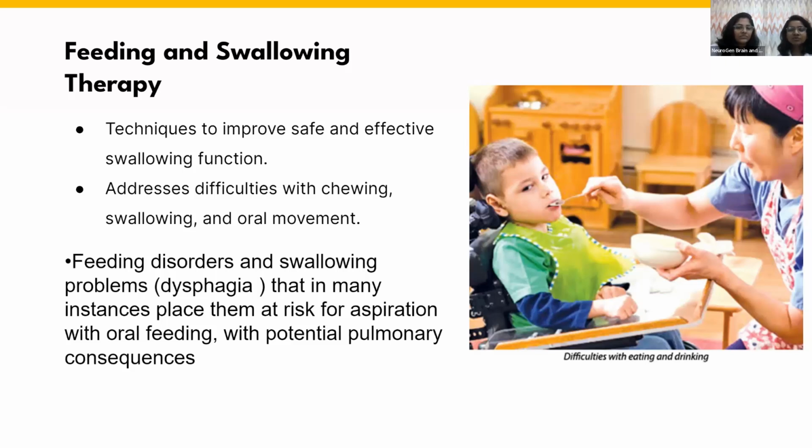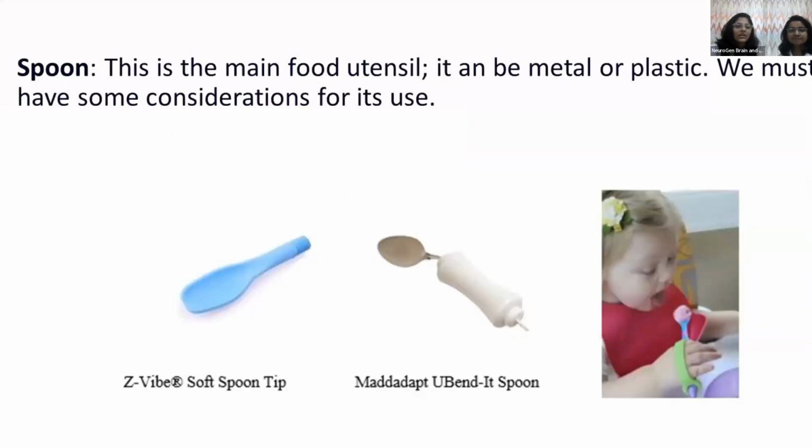So let's look into a few of the utensils or the things that we can use for children with cerebral palsy. This is a spoon. This is the main food utensil. It is metal or plastic. Have some consideration for its use. For example, this edge is very soft, and we can place it like this, and with the finger, we have to do this. Don't pour it inside the mouth. We ask them to close their lips and do this. So this spoon will help the patient with cerebral palsy.